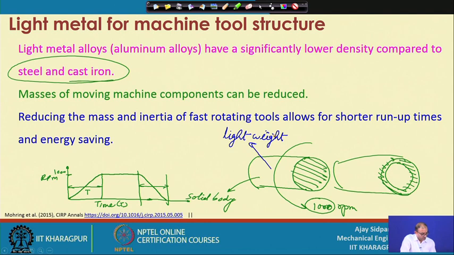Lightweight structure. Now, what is going to happen in this case is that it may not require so much time to reach this location, and when it is ending here, it may not require the same amount of time. So, whatever this time is now, it is the time required for a shorter run up. So, this is called shorter run up.